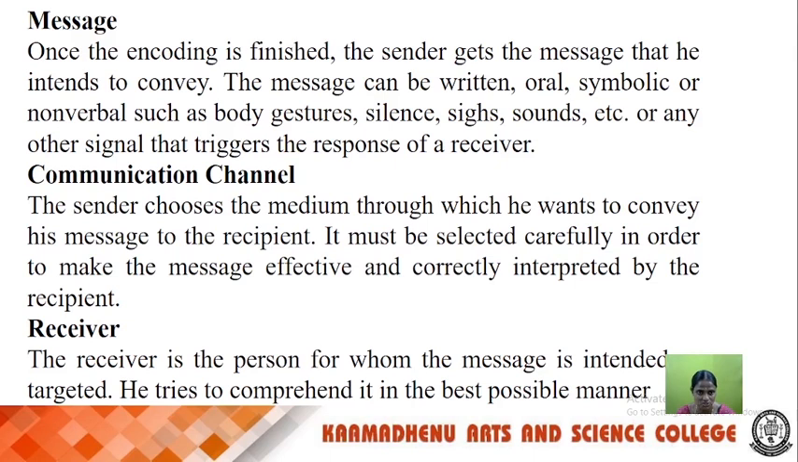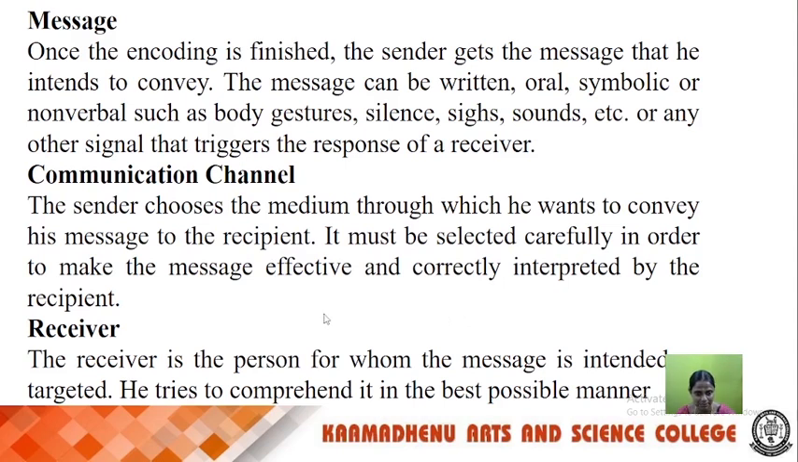Next one is message. Once the encoding is finished, the sender gets the message that he intends to convey. The message can be written, oral, symbolic or non-verbal such as body gestures, silence, signs, sounds, etc. or any other signals that triggers the response of a receiver. Next one is communication channel. The sender chooses the medium through which he wants to convey his message to the recipient. It must be selected carefully in order to make the message effective and correctly interpreted by the receiver.